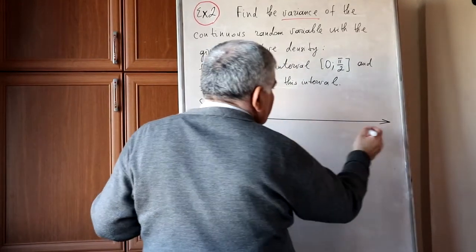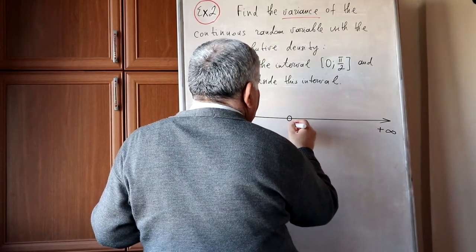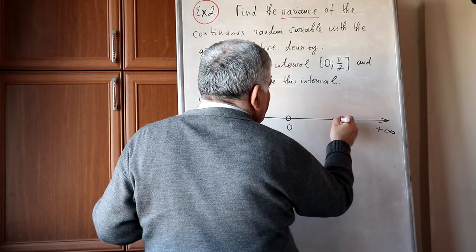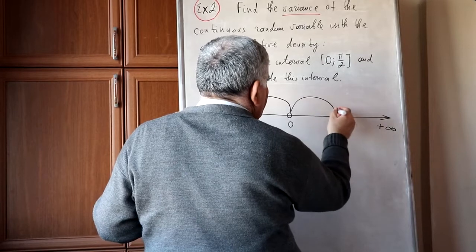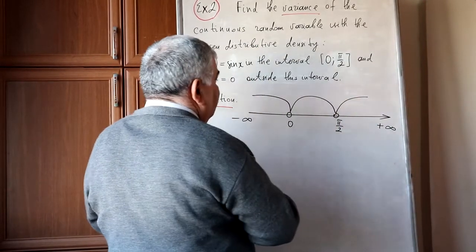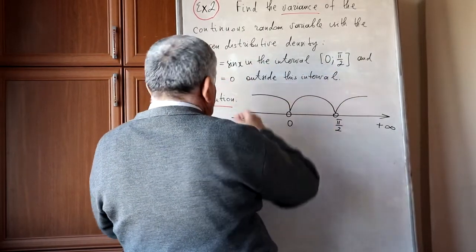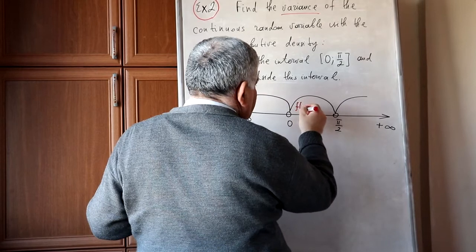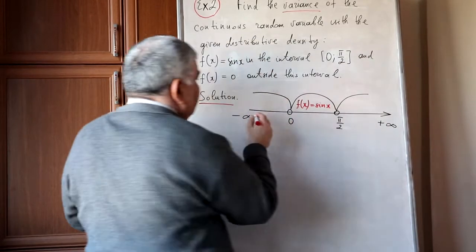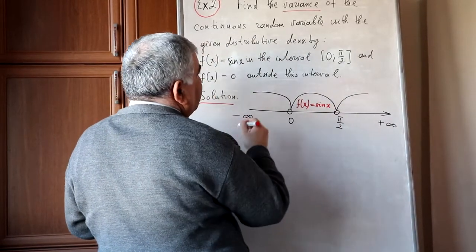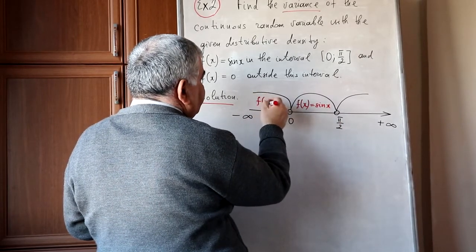Minus infinity, plus infinity. Here 0, here pi in half, and in the middle interval, according to the condition, f of x is sine x. Here write f of x equals sine x. In the left and right intervals, that is outside this interval, f of x is 0.